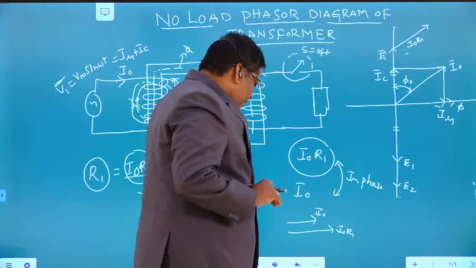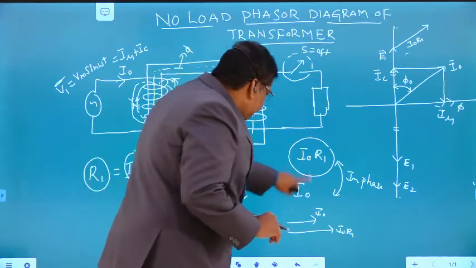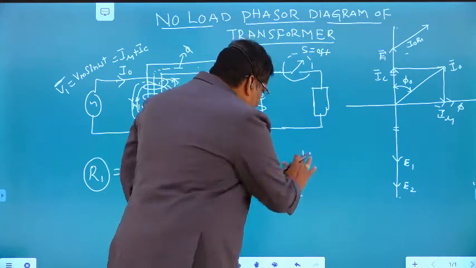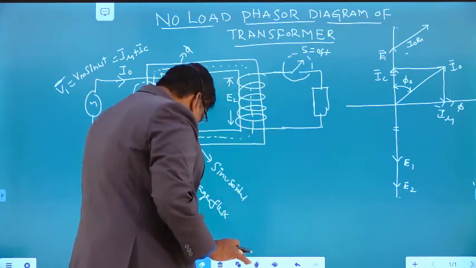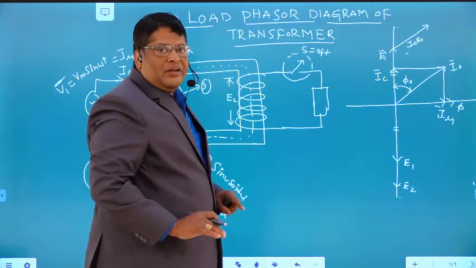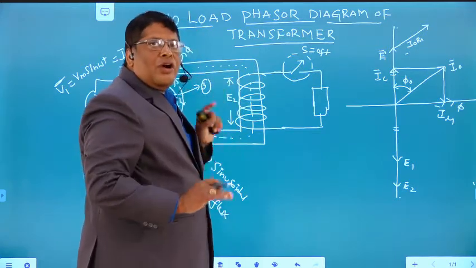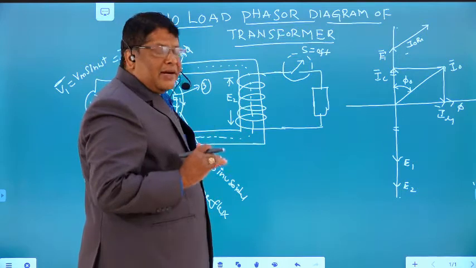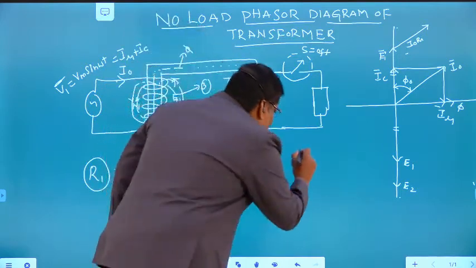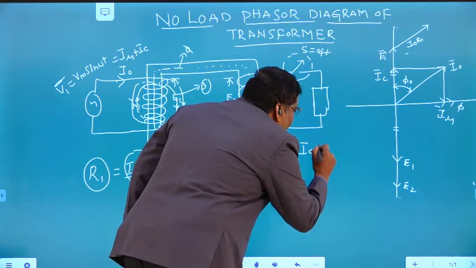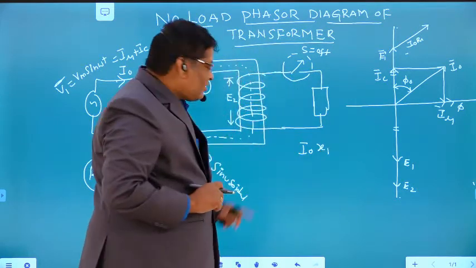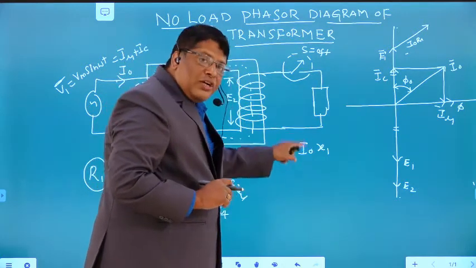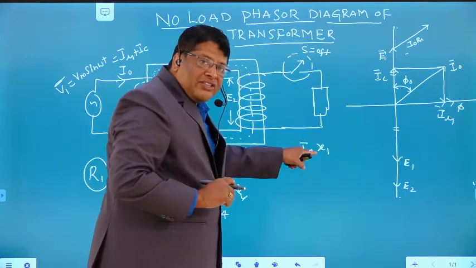Next. Now come to the reactance. One parameter is the resistance. The winding has a resistance. Now we come to the reactance, the leakage reactance we are representing. The winding has a leakage reactance. Nothing but there is a drop across the leakage reactance, I0 X1.